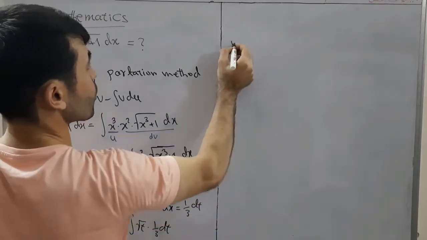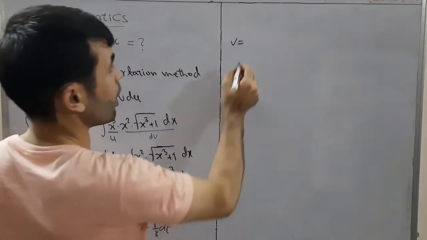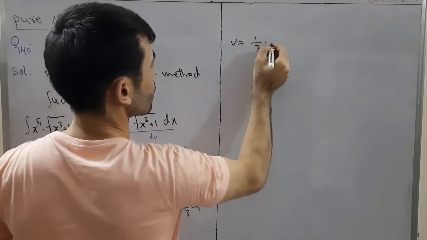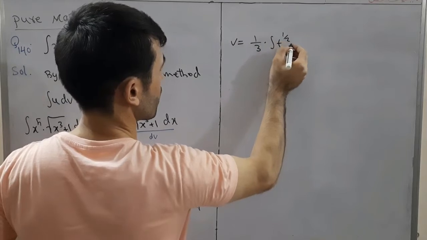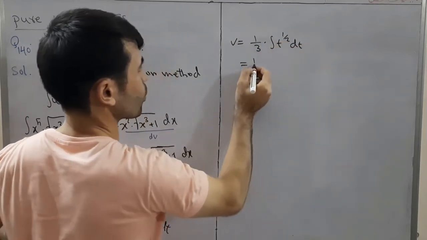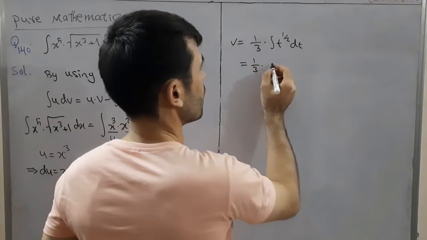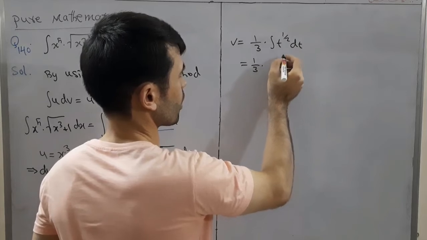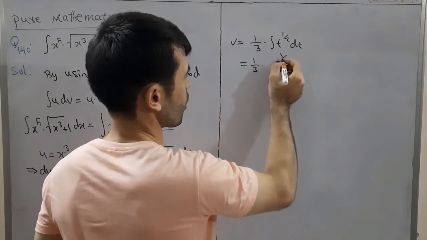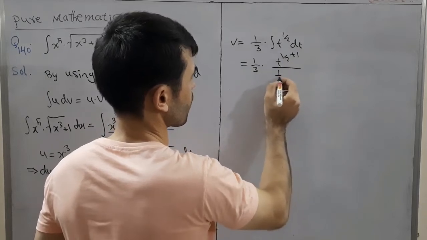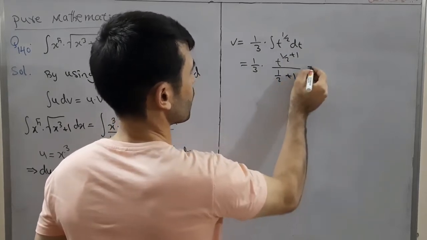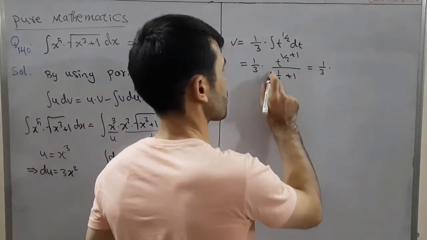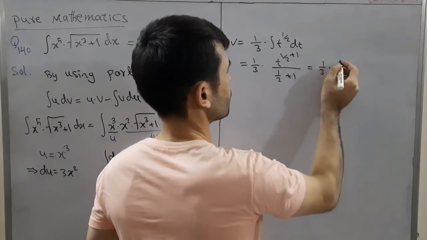Now v is equal to 1 over 3 into the integral of t to the power 1 over 2 dt. It is equal to 1 over 3 into the integral of t to the power 1 over 2 dt, which is equal to t to the power 1 over 2 plus 1, over 1 over 2 plus 1. It is equal to 1 over 3 into 2 over 3, that is 3 over 2.